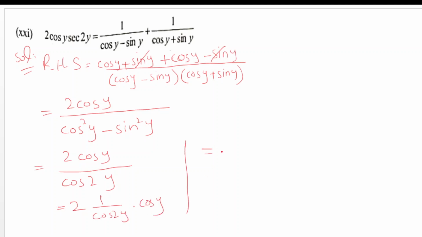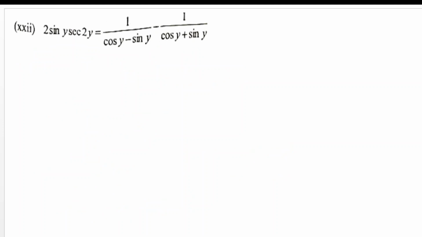So the proof is just near to us. Let me write here 2 cos y, and then 1 by cos will be equal to secant 2y, because cos is the inverse of secant and secant is the inverse of cos, so that is equal to left hand side. I hope you understand this question. So let's move toward the next question, that is the 22nd part of the question.